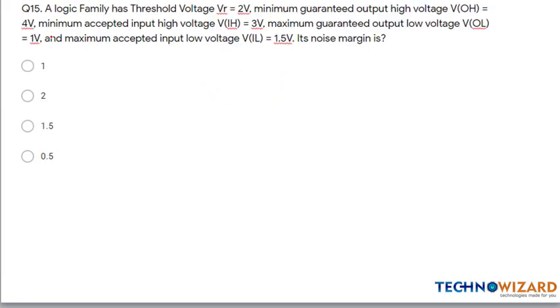Last question for our quiz analysis. This is the most important question. A logic family has threshold voltage of 2 volt. Minimum guaranteed output, that is VOH, is equal to 4 volt. VIH is equal to 3 volt. VOL is equal to 1 volt. And VIL is equal to 1.5 volt.